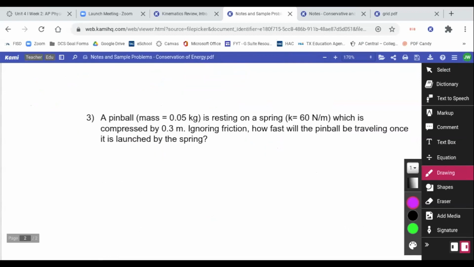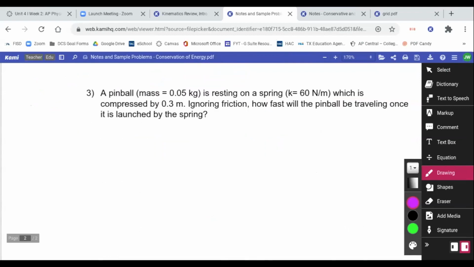Let's look at number 3. A pinball is resting on a spring, which is compressed by 0.3 meters, ignoring friction. How fast will the pinball be traveling when launched by the spring? All right, if you ever play pinball, you pull back this little hammer thing and it compresses a spring. And when you let go of it, that spring pushes out against a little metal ball, and that metal ball then has velocity and bounces around off of things, right?